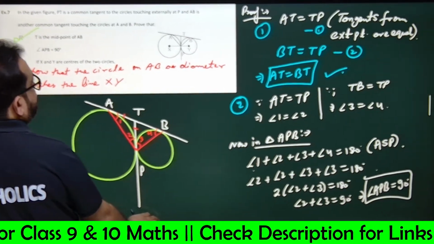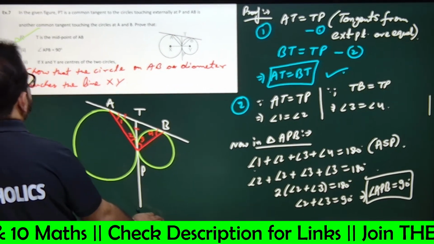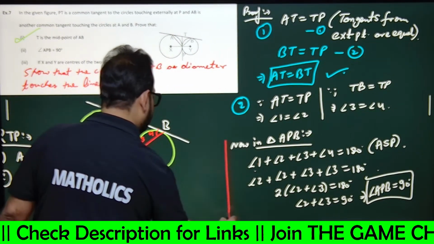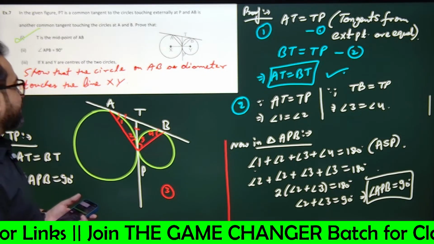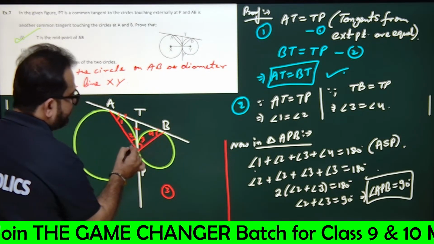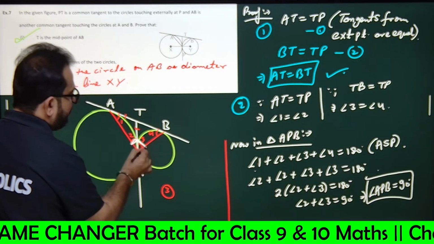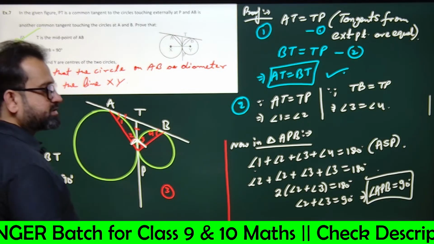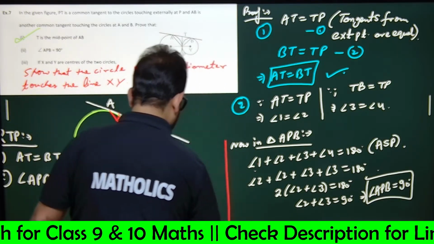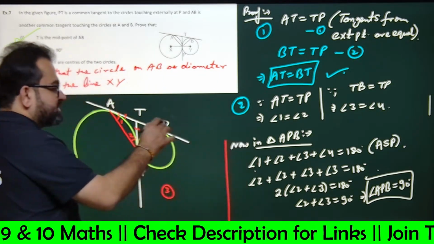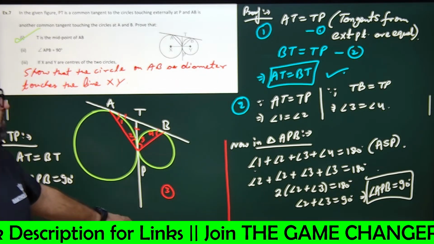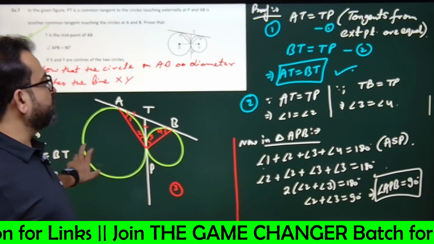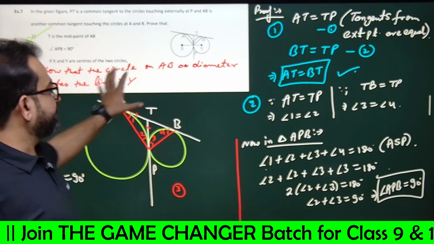So third part, how to do? See, we have proved that this angle is 90 degrees, right? And we know that angle in a semicircle is 90 degrees, right? So copy this, then we'll be solving the third part. Write everything: what you have to prove, what we have to do, required to prove, then proof.